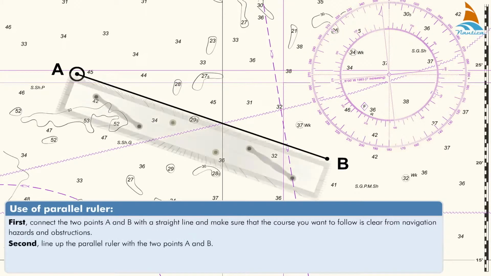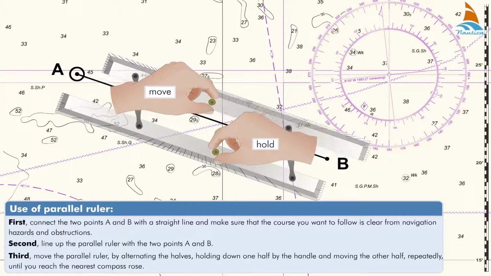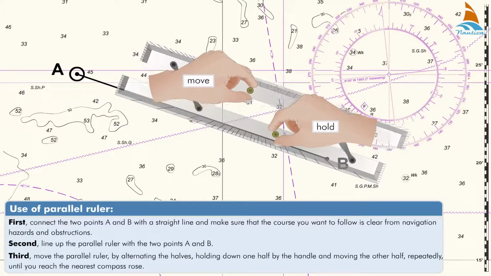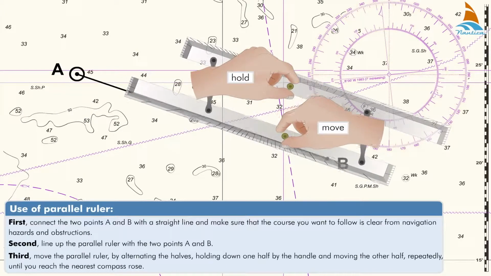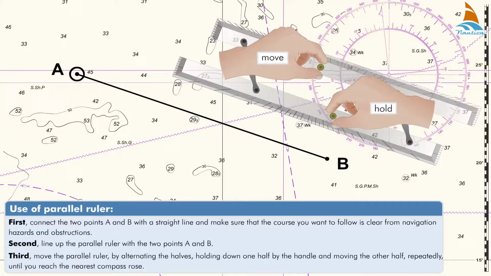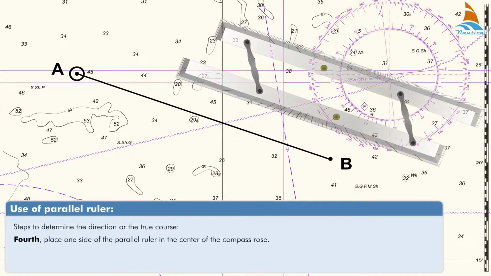Secondly, line up the parallel ruler with the 2 points A and B. Thirdly, move the parallel ruler by alternating the halves, holding down one half by the handle and moving the other half repeatedly until you reach the nearest compass rose. Steps to determine the direction or the true course continued. Fourthly, place one side of the parallel ruler on the center of the compass rose.